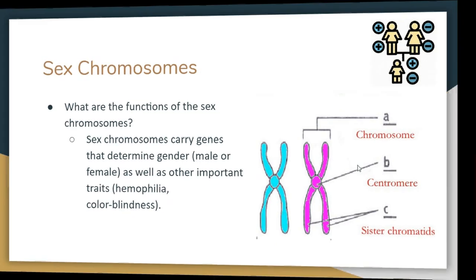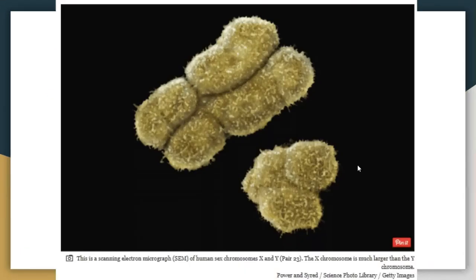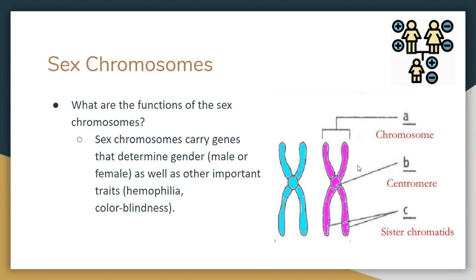Oftentimes we think of that as the 23rd pair. Okay, here's an example of an X and a Y. The X is the bigger chromosome, and the Y is much smaller. It's very distinct. It almost looks like half a chromosome, right? Right, these are called the sex chromosomes. They're very unique. And as a result, they carry unique traits.